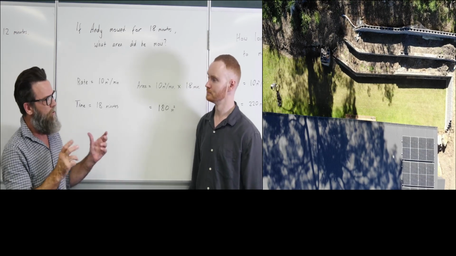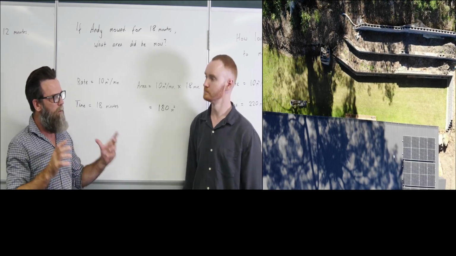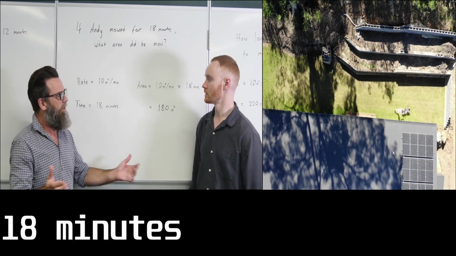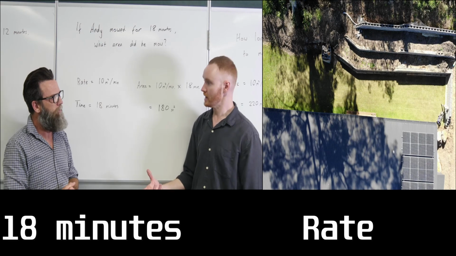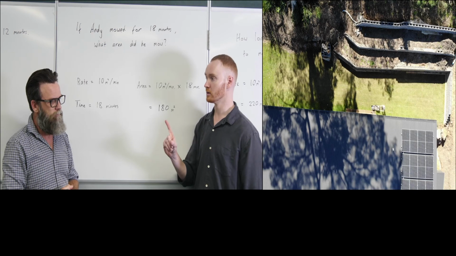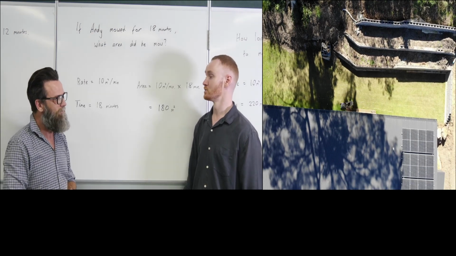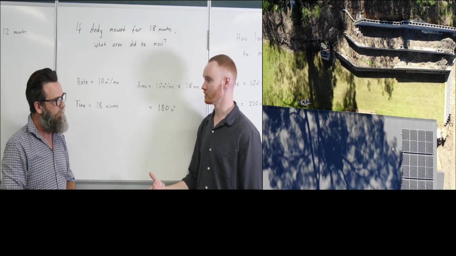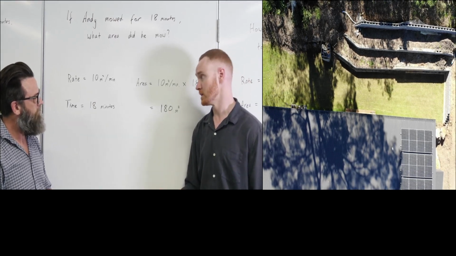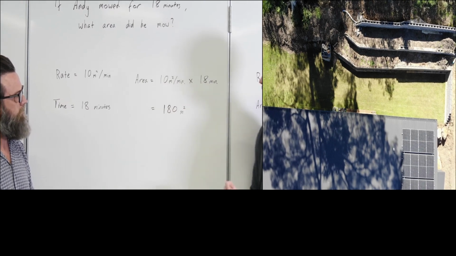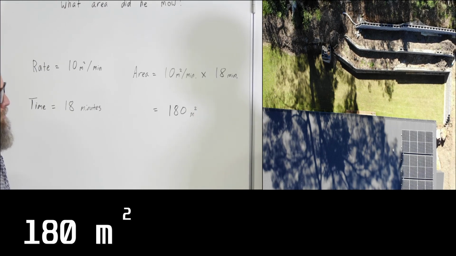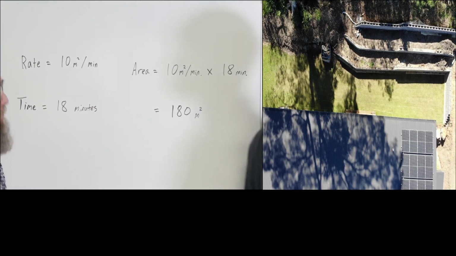So, Mr. Savage, now that you know the rate with which you can mow an area, how much area do you think you could mow in maybe 18 minutes? Well, I'd have to look at my rate and multiply it by how many minutes I'm out there. Because for every 1 minute that I'm mowing, I mow 10 metres squared. So for example, if I was mowing for 18 minutes, I would take my rate, 10 metres squared per minute, multiply it by 18, and I'd get 180 metres squared. Not bad for 18 minutes worth of work. If you say so.